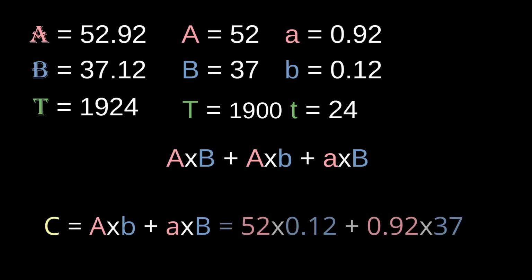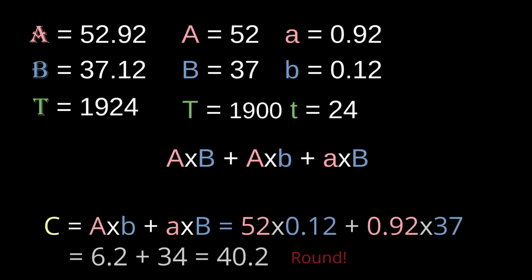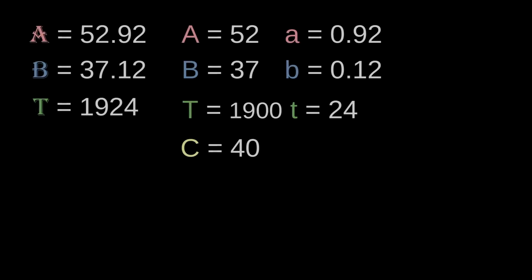So we've got 52 multiplied by 0.12 plus 0.92 multiplied by 37, which is going to give us 6.24 plus 34.04. And then we've got to round that. And it'll come out to 6.2 plus 34. And if we add those two together, we get 40.2. We've got to round again. We end up with 40. A lot of arithmetic and rounding, of course, the computer, the CPU, has no trouble with this at all. It's just really awkward to do on paper.